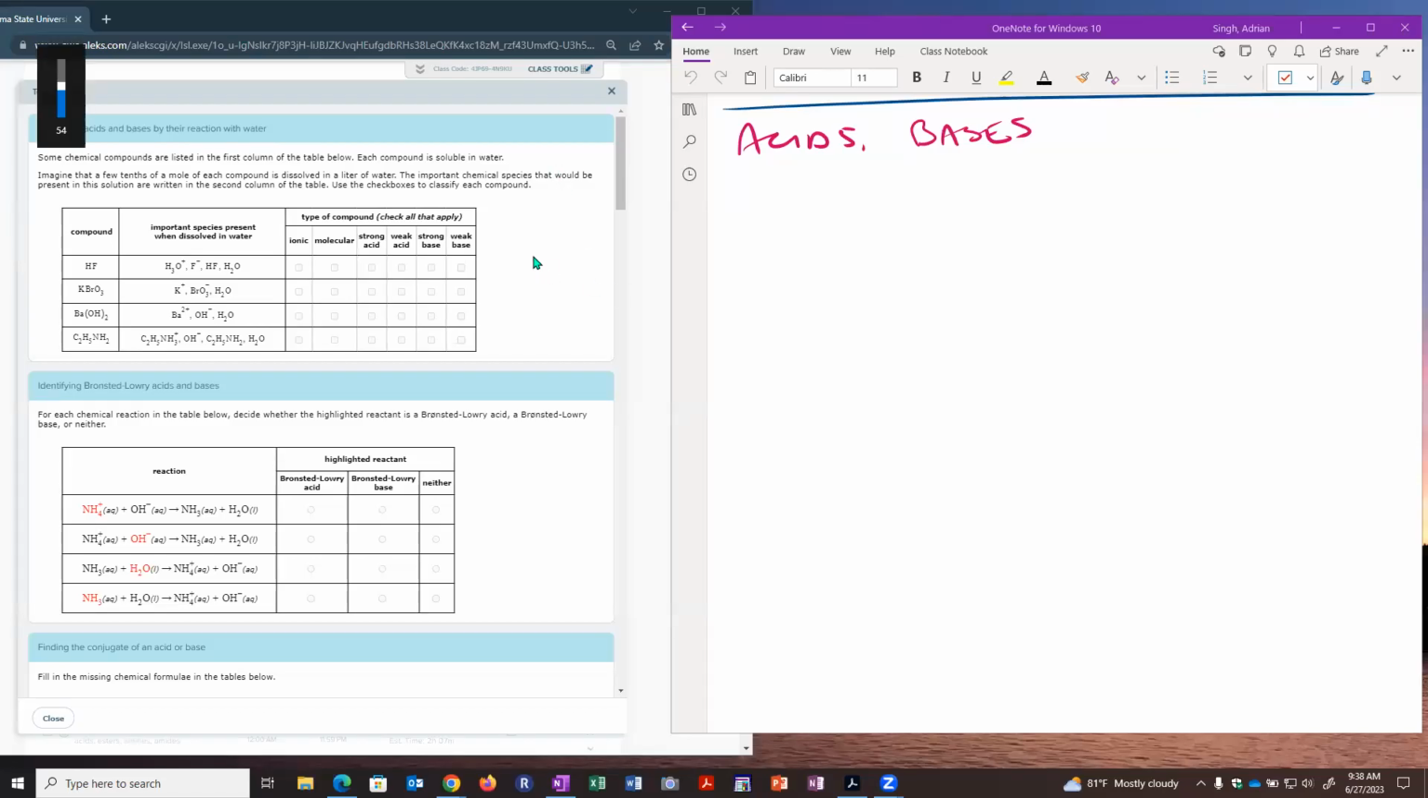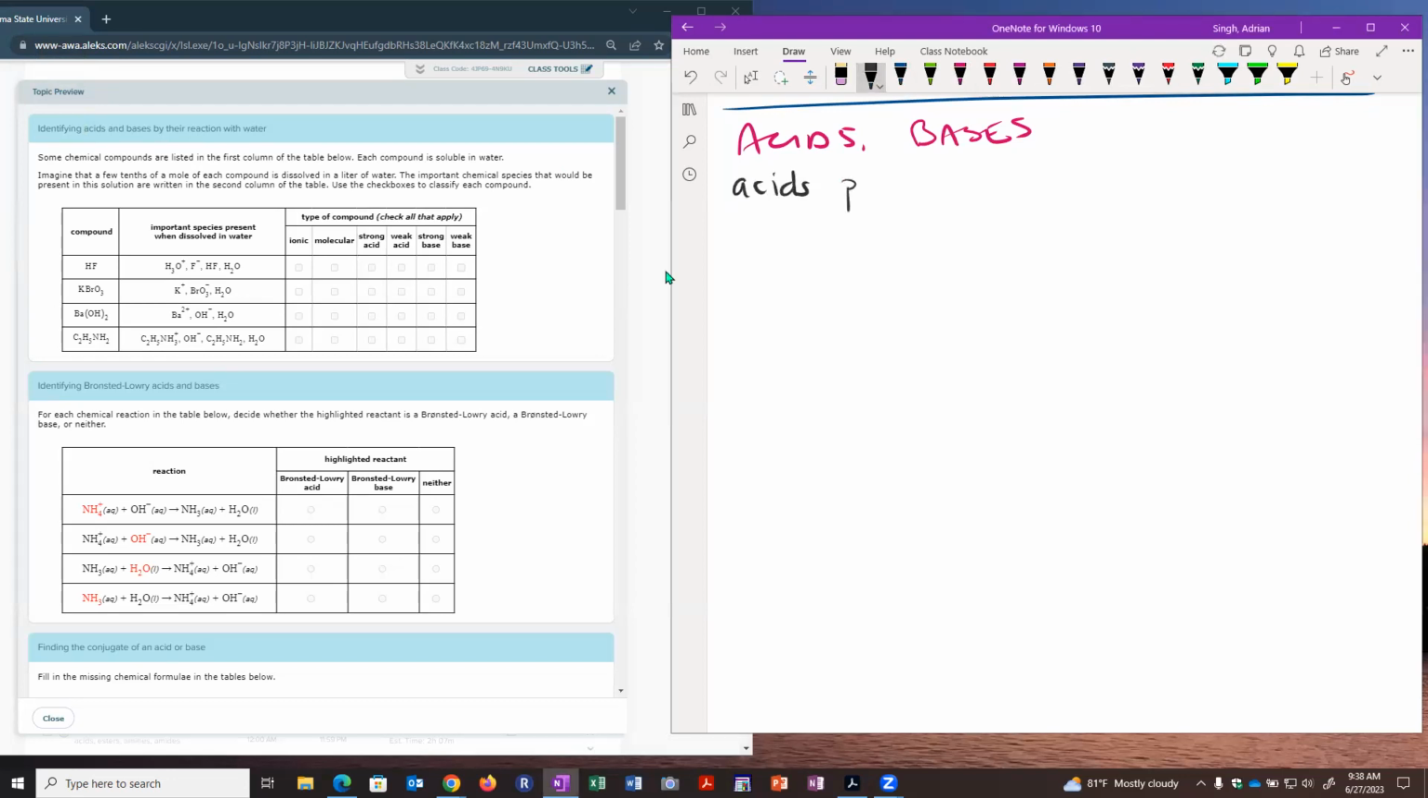All right, so we're going to take a look now at some of the topics from the acids and bases section. And one of the first ones we're going to take a look at here has to do with how we identify acids and bases by how they react with water. So remember, as a general rule, acids are things that when they dissolve in water, they produce the hydronium ion, H3O+. And bases are things when dissolved in water produce the hydroxide, OH-.